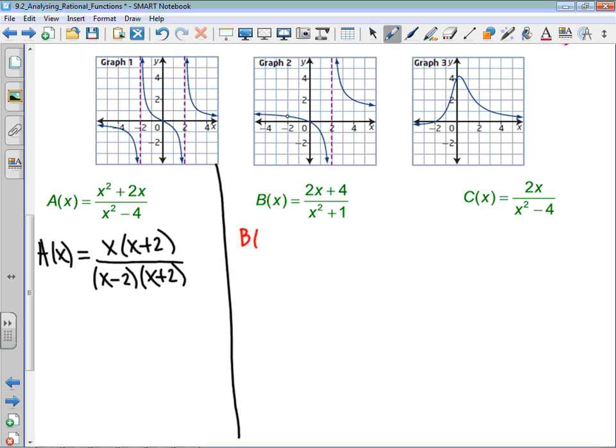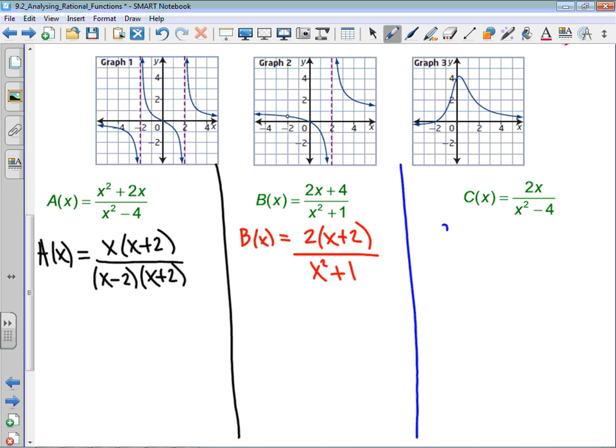B of x, I can factor a 2 out of the numerator, which leaves me with x plus 2. And although a lot of students get frustrated by this, there is no sum of squares. So I cannot factor x squared plus 1 at all. I have to leave it that way. And then the last one, c of x, there's not a big advantage to doing this, but I always like writing that as 2 times x. And then the denominator, again, difference of squares, so it'll be x minus 2 times x plus 2.